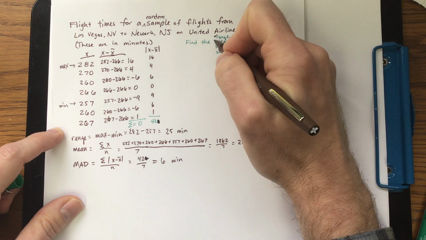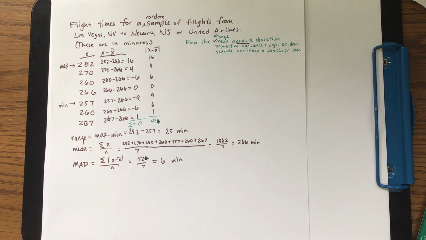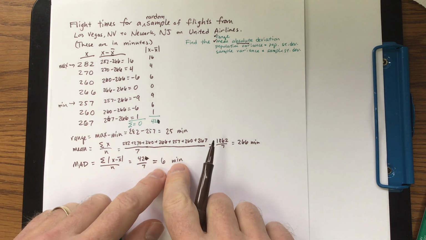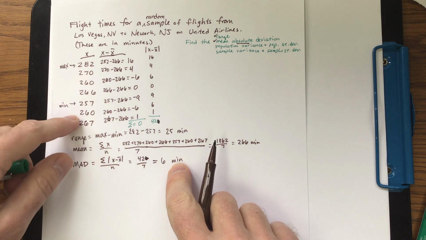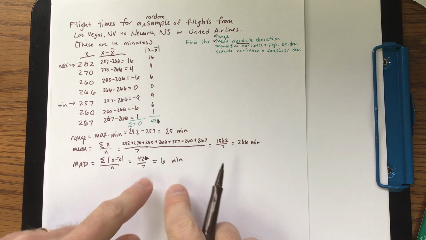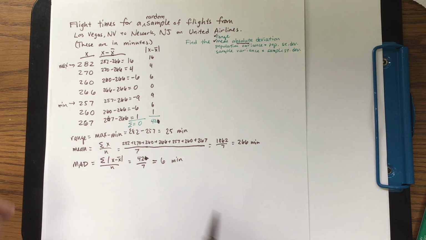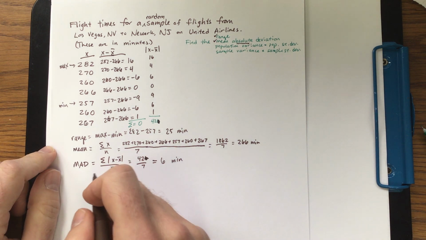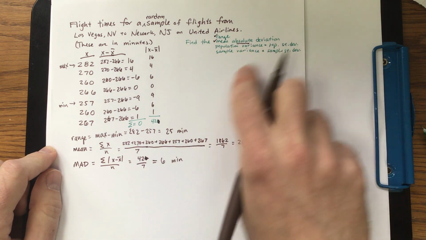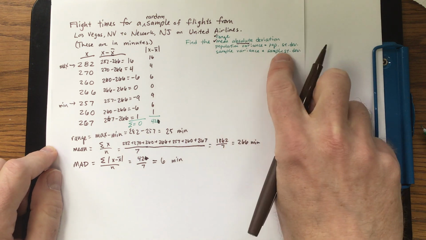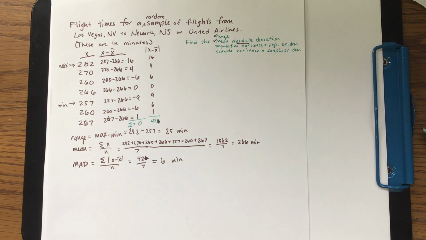So I found the range, I found the mean absolute deviation, and this is saying that these scores typically vary from the mean by about 6 minutes. There are more sensitive, a little more sophisticated ways to also measure variability, and those would be the population variance and population standard deviation, the sample variance and sample standard deviation.